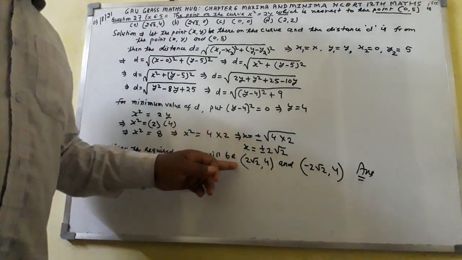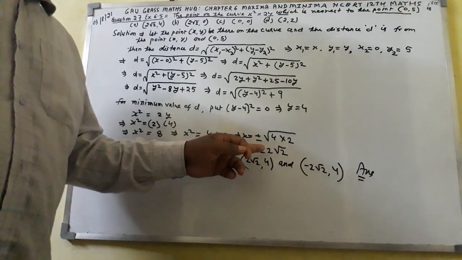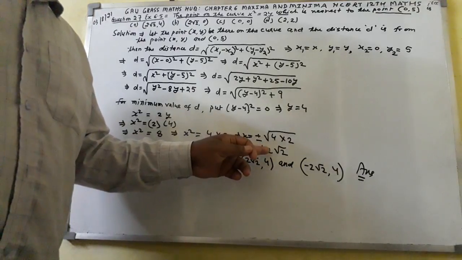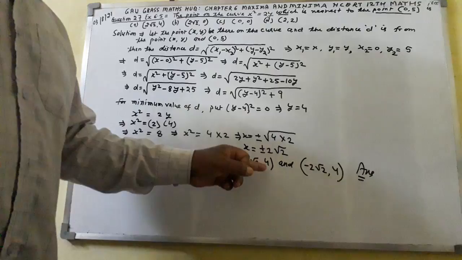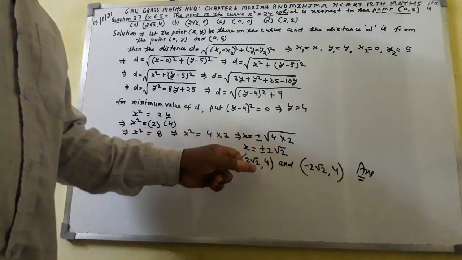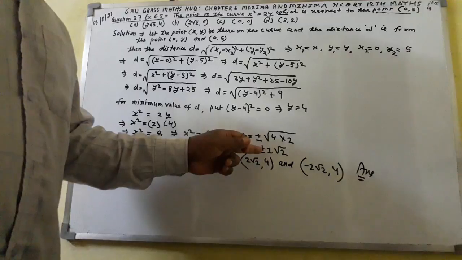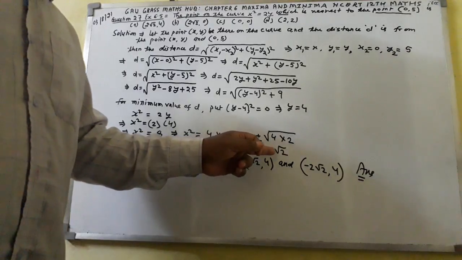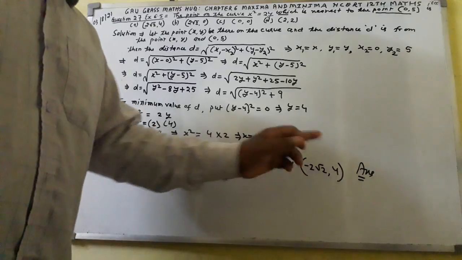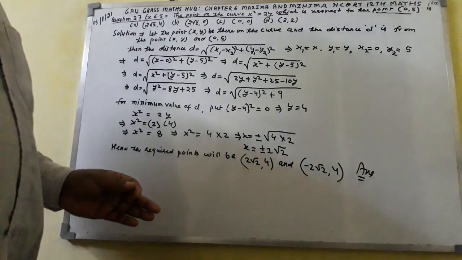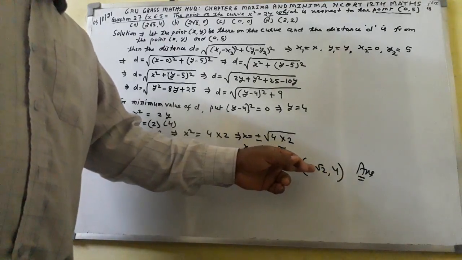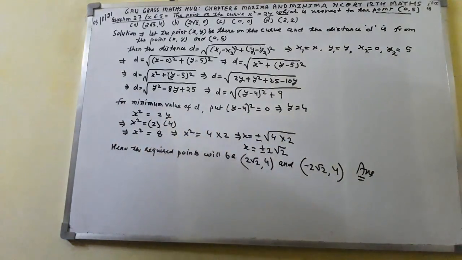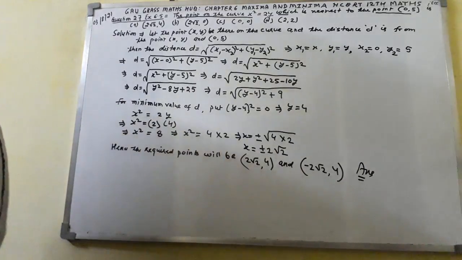Hence the required points will be, at one time we shall take positive 2 under root 2, comma, value of y put here 4. 2 under root 2, comma 4, and second time take negative sign, minus 2 under root 2, comma 4. Required points we have got: 2 under root 2, comma 4 and minus 2 under root 2, comma 4. This is the value we have got here. This is the correct explanation of question number 27.